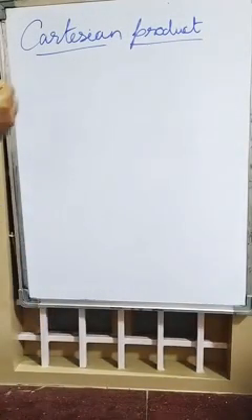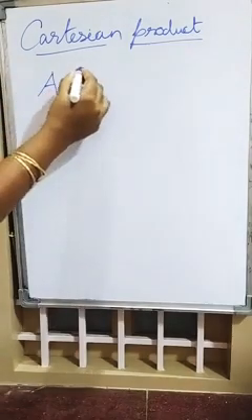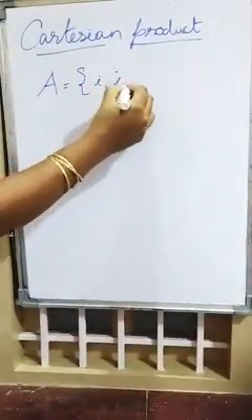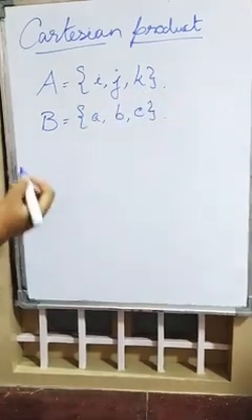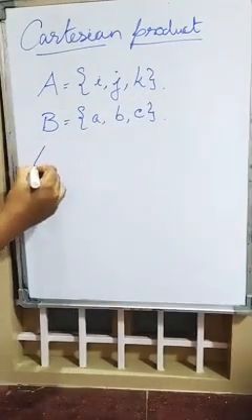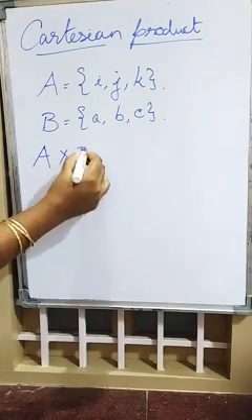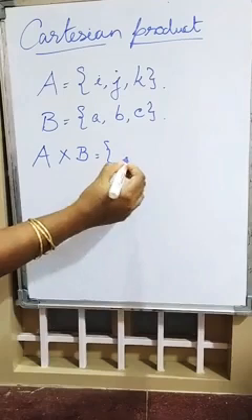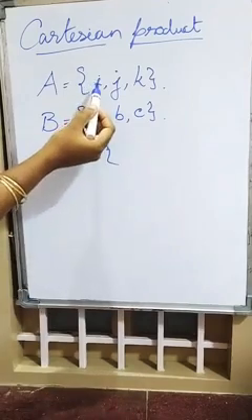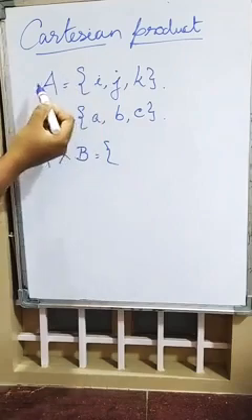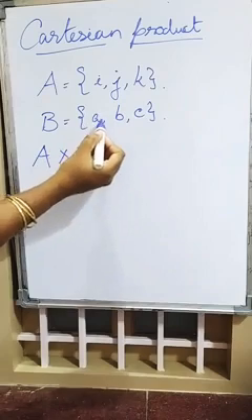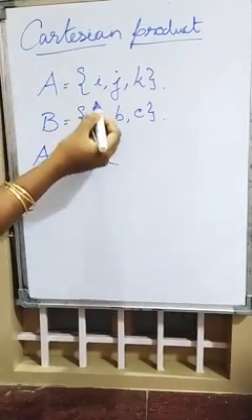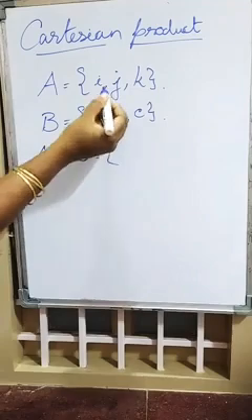Let us consider two sets. Capital A is equal to {I, J, K}. Capital B is equal to {a, b, c}. Cartesian product means you have to find A cross B. Take the first element from the A set, that is I, and mix it with all the elements of B, that is (I, a), (I, b), (I, c).